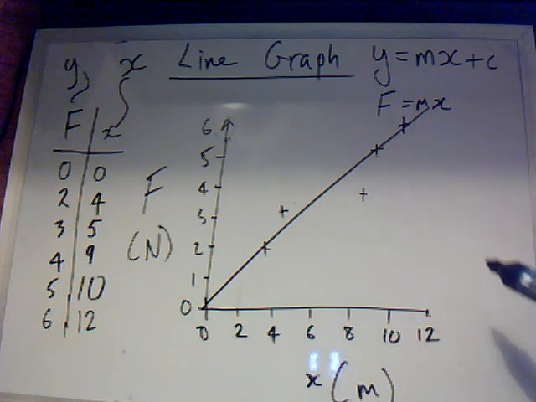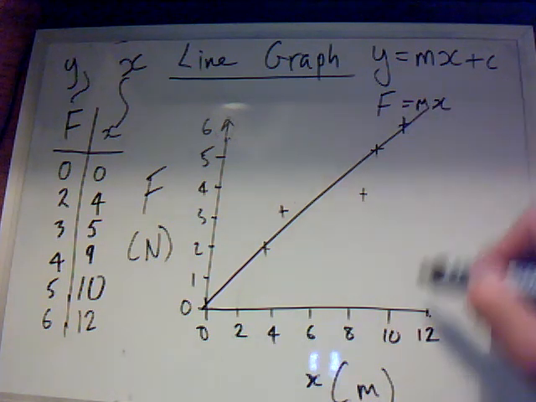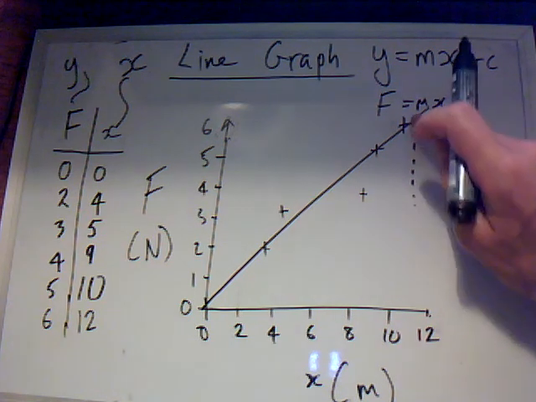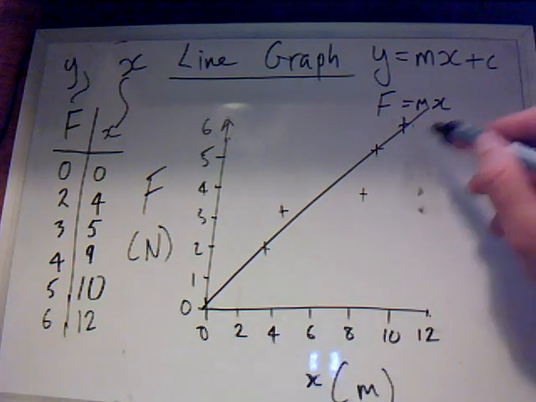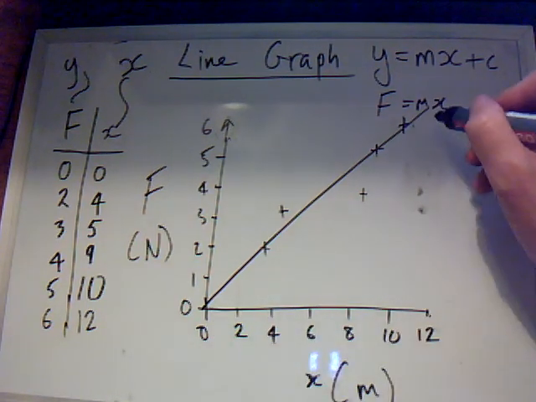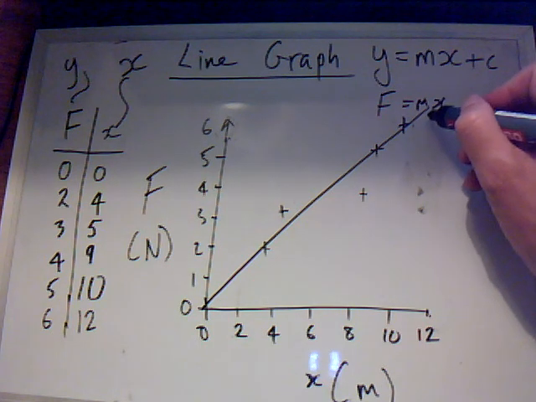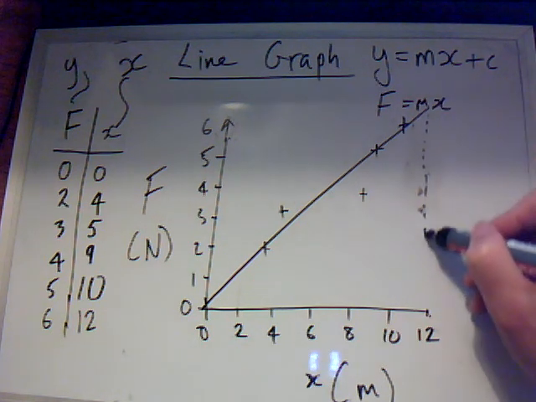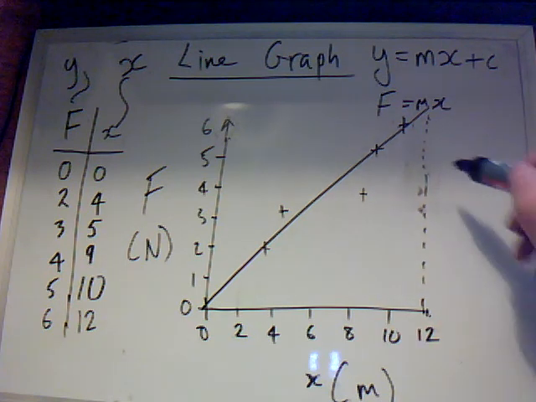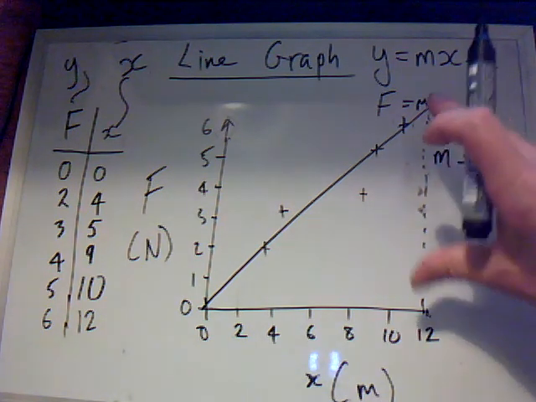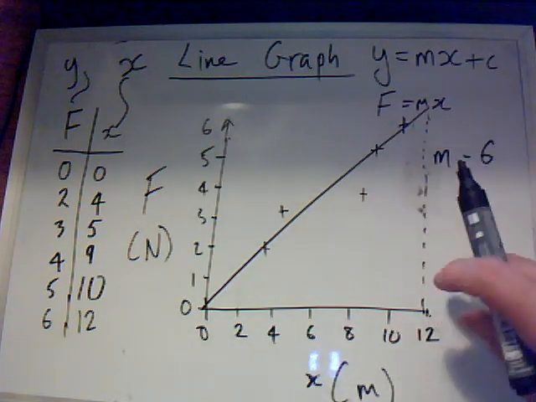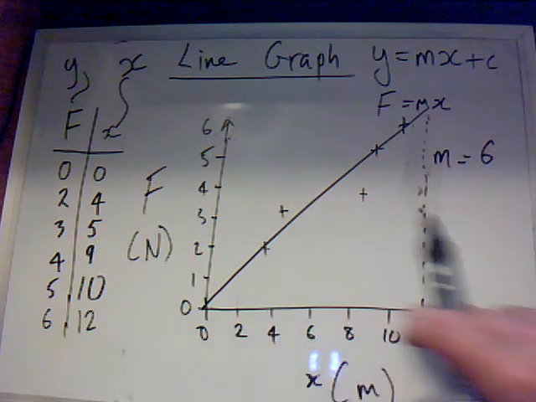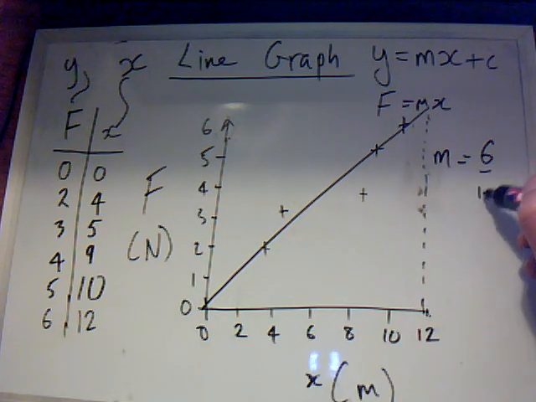Now, to find the gradient, again, we take a large triangle. And let's take that triangle from any 2 points on the line. I'm going to choose 0, 0, and 12, 6. We don't have to. We could use any points as long as they're a long way apart. So we find the gradient m is equal to the change in the y-axis, which is change in F, which is 6, divided by the change in x, that's 12 minus 0, that's 12. So the gradient equals 6 over 12, which equals 0.5.